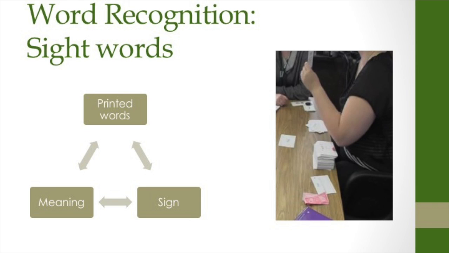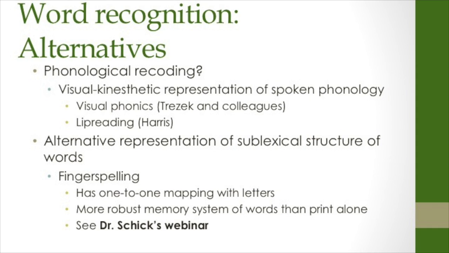So what are the alternatives to sight words? Well, one actually is phonological recoding. How do you do that? Well, you can use visual kinesthetic representations of spoken phonology. So Trezek and her colleagues have done a lot of research on using Visual Phonics. I'm sure all of you are familiar with that, where you have hand shapes that correspond to the phonemes of a language, or really correspond to how you articulate the sounds of the language. And so the hope is that when they use Visual Phonics to sound out cat, and they know that it has 3 phonemes, they'll then be able to create a spoken phonology in their head of that word and relate the spoken word and the printed word to that spoken phonology.